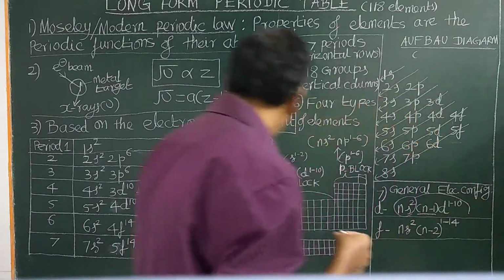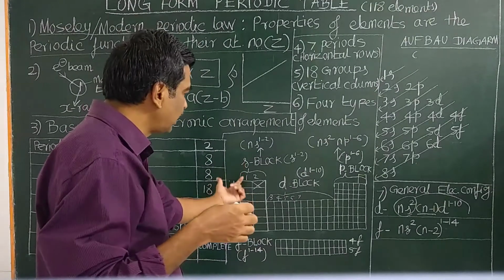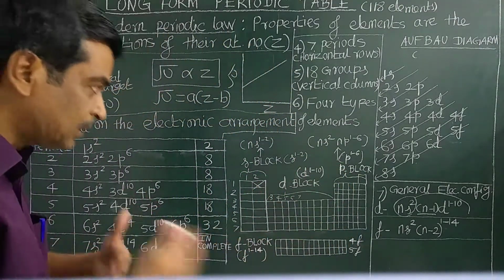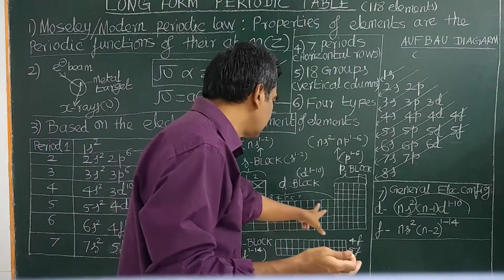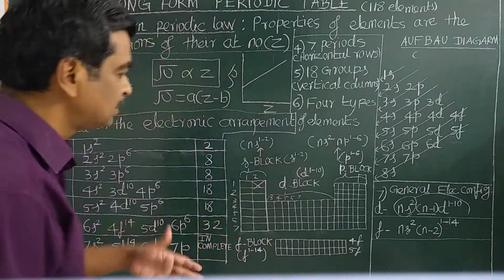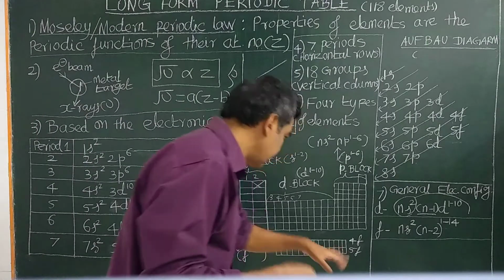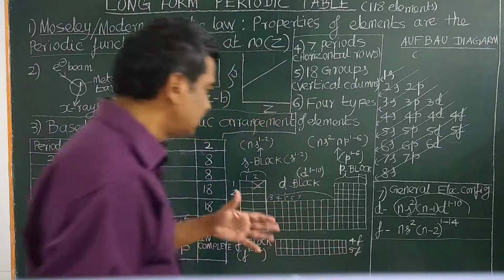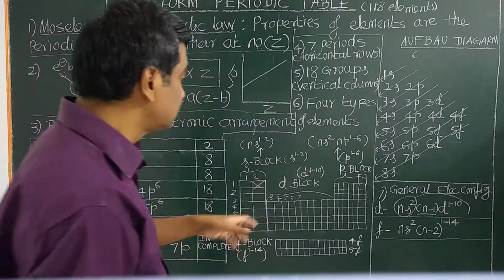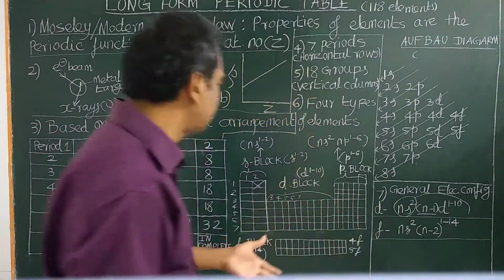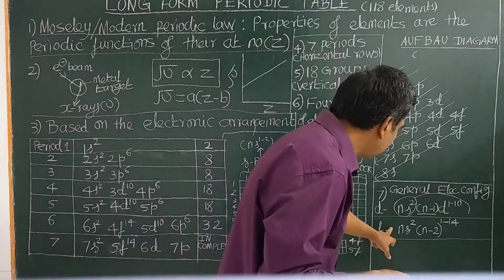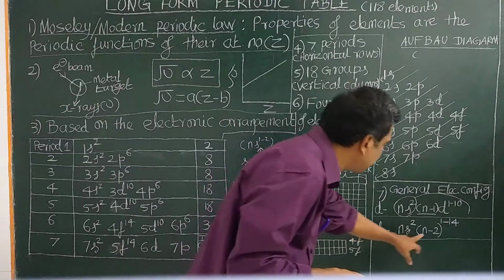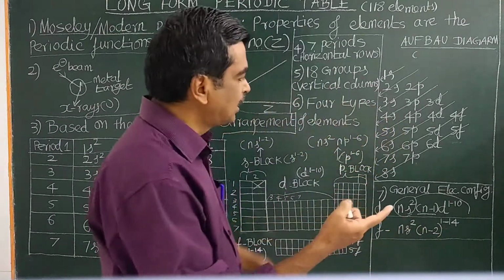For the s orbital, there is only one. The p orbitals, px, py, pz, are triply degenerate, and there are 5 d orbitals and 7 f orbitals. Therefore, 14 f block elements. Here 5 d orbitals, therefore 10 elements. 3 p orbitals, therefore 6 elements.